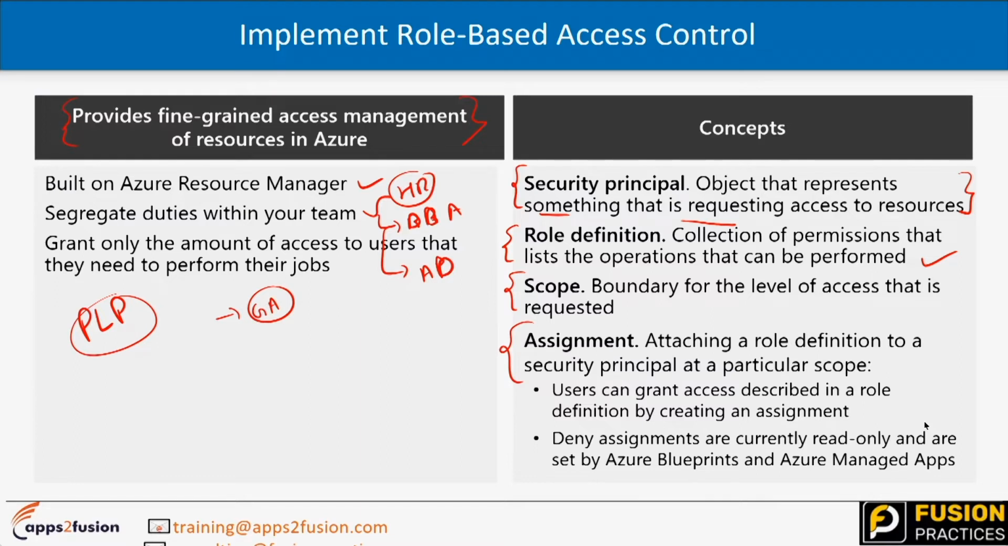You have different types of assignment. You can have an allow assignment or a deny assignment. Deny assignment basically means it is going to deny you from doing something. So you might want certain users to not be able to create any resource within your environment. Then you can add those users under deny assignment, and they will not be able to deploy any resources in your environment. So you do have this deny assignment option also available to you.